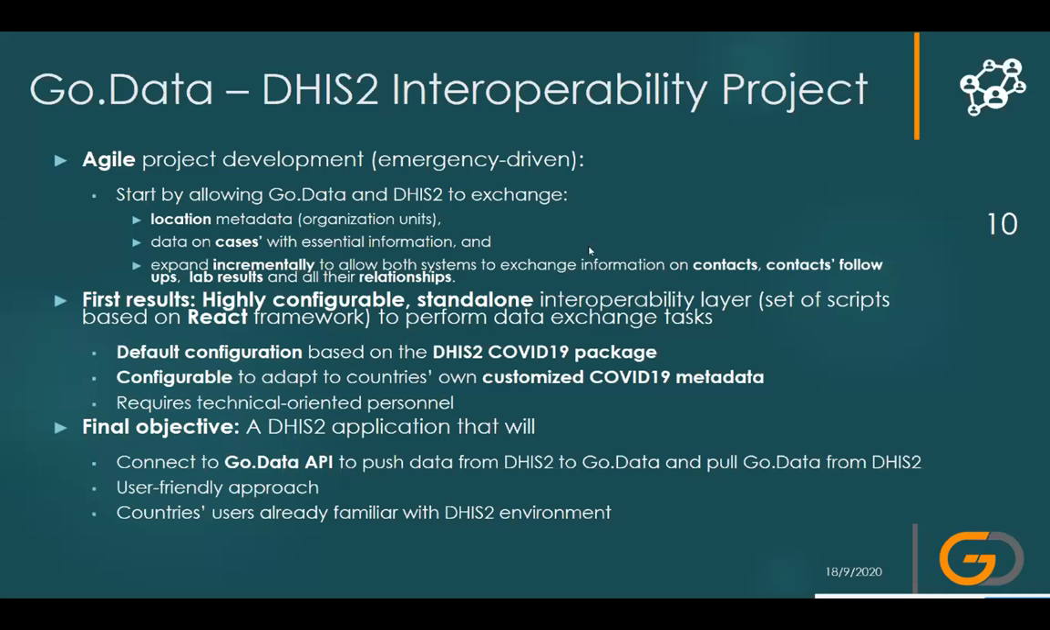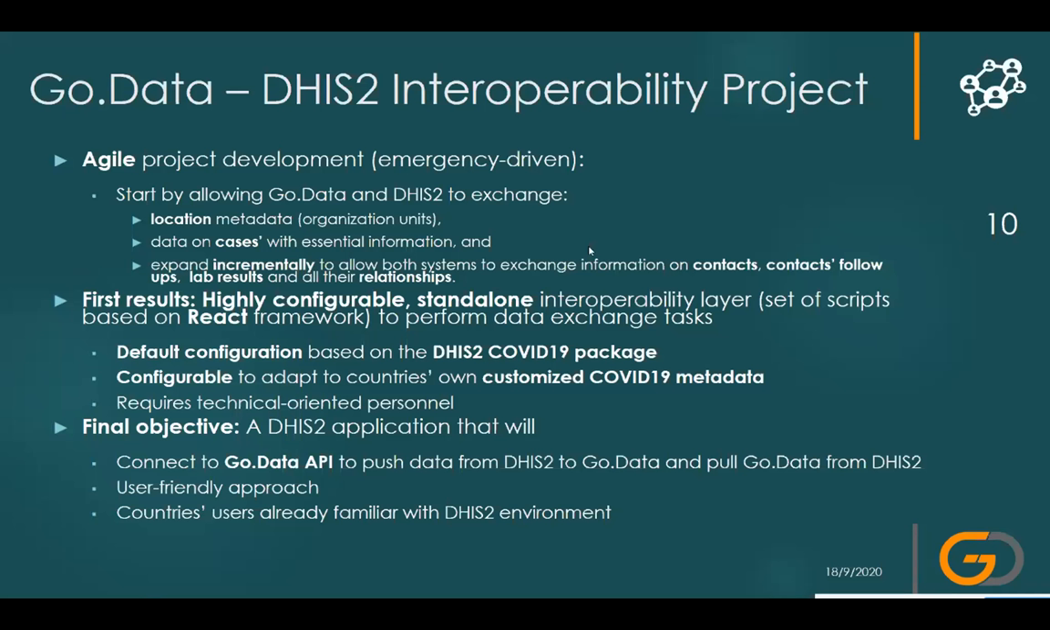So the main point is that for the default configuration, we use the DHIS2 COVID-19 packages. But of course, many countries could take the original DHIS2 COVID-19 packages and adapt or customize them to their needs. We also enable configuration of the scripts so that they can adapt in terms of new variables and in terms of differences between the variables. But of course, this kind of setting for now requires more technically oriented personnel that will administrate this configuration and also run the scripts.